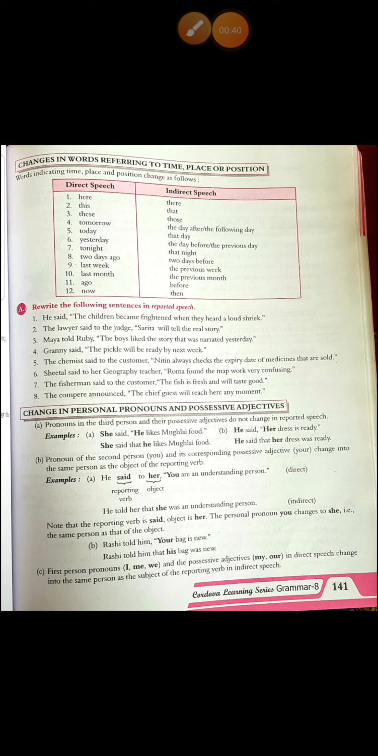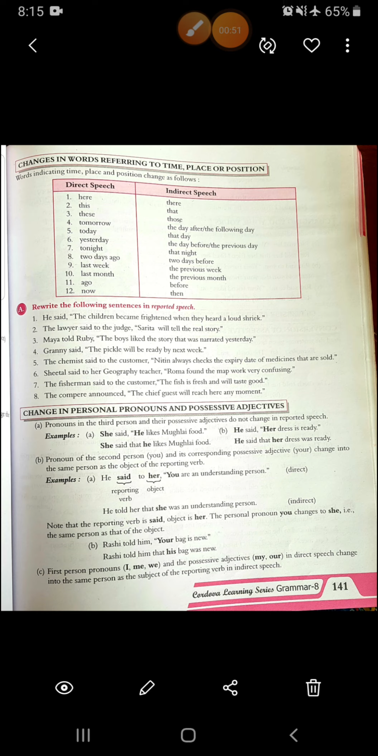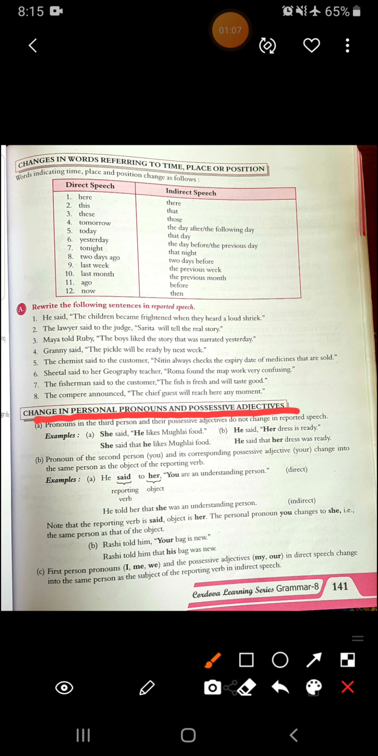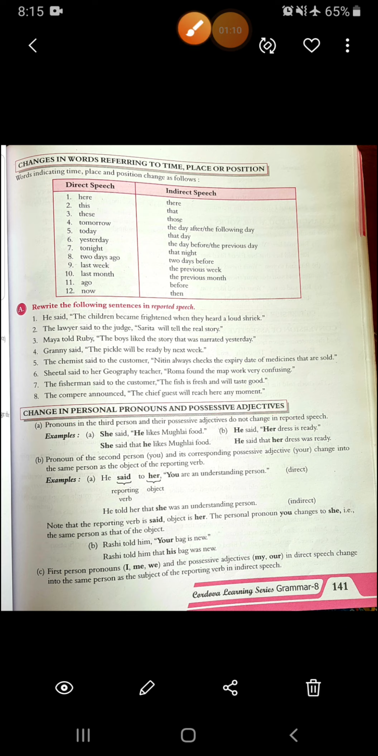Then we have seen that we have to do some changes in tenses, and that there are some changes that we have to do in words referring to time, place or position. That is just given here in the starting of page number 141. You can see here, and we have completed exercise A. Now in this video we will start with the topic change in personal pronouns and possessive adjectives, which is given on page number 141 in your grammar books. Alright, let's see what is given.